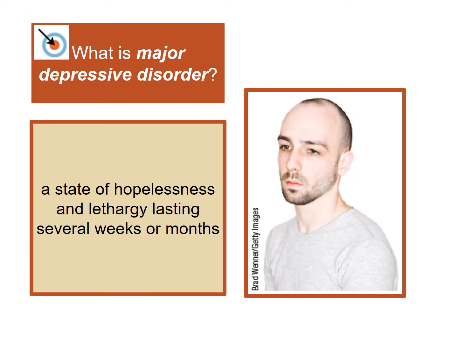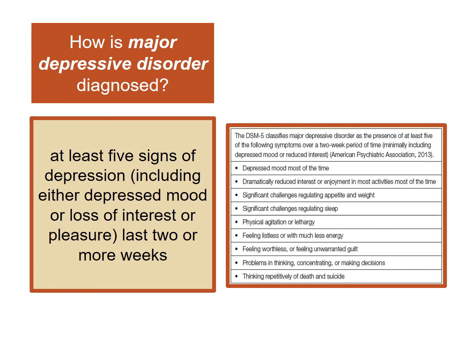What is major depressive disorder? This is a state of hopelessness and lethargy lasting several weeks or months. How is major depressive disorder diagnosed? At least 5 signs of depression, including either depressed mood or loss of interest or pleasure, last 2 or more weeks. The DSM-5 classifies major depressive disorder as the presence of at least 5 of the following symptoms over a 2-week period of time, minimally including depressed mood or reduced interest.